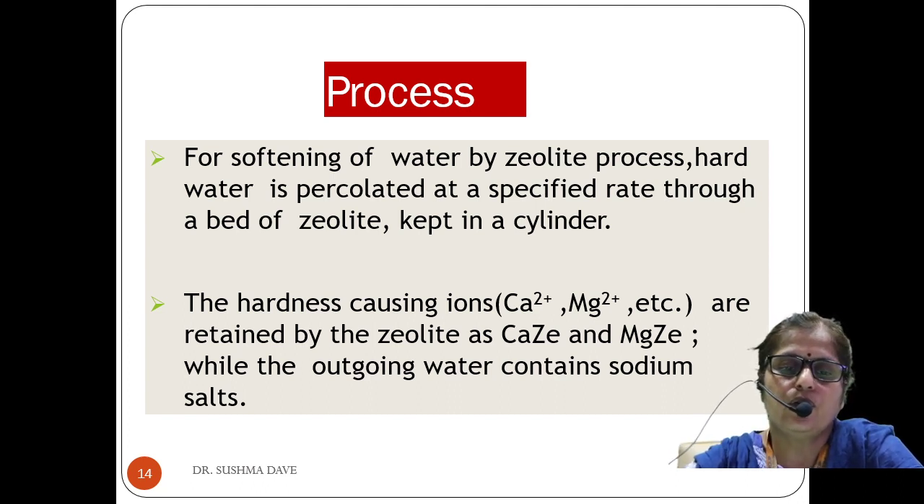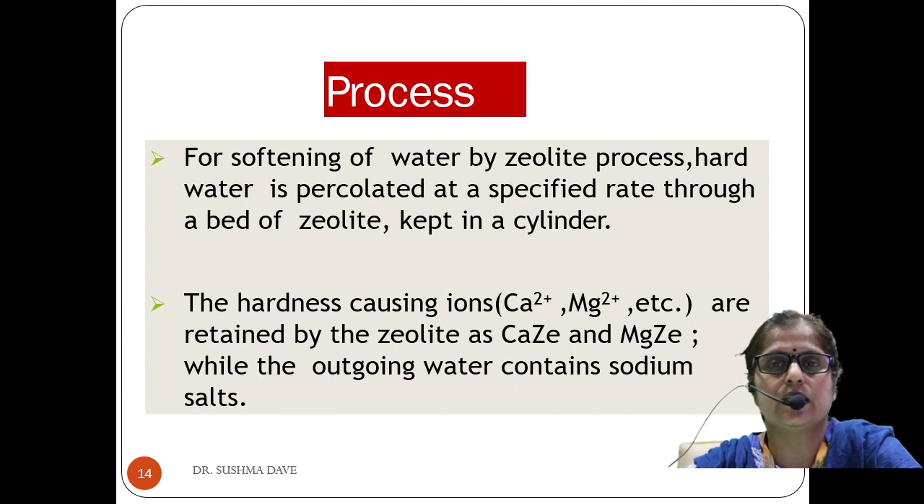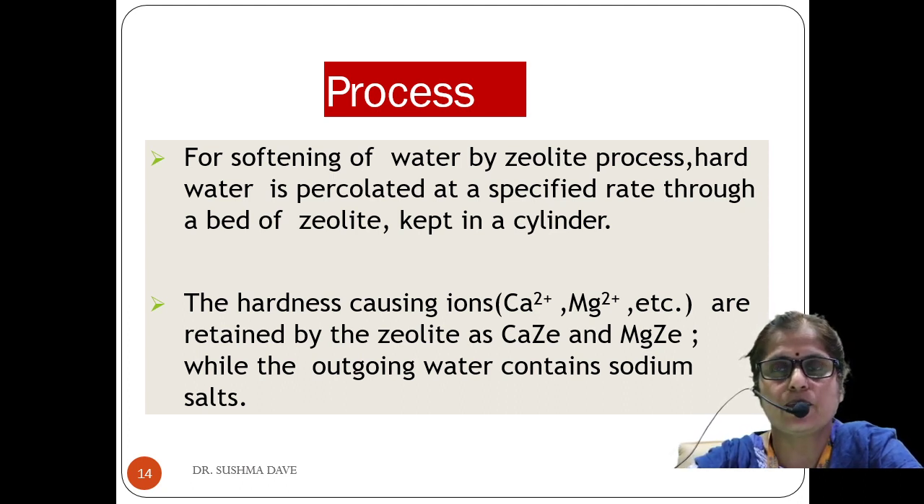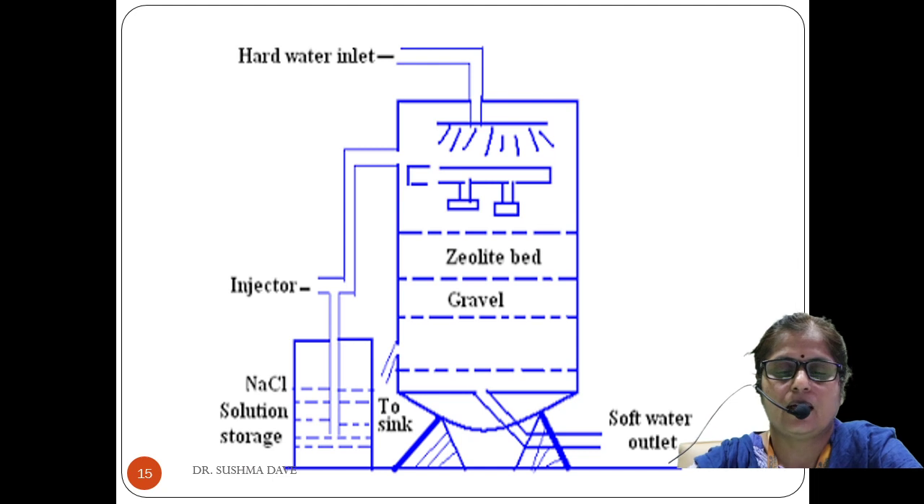For softening of water, hard water is percolated at the specified rate through the zeolite, which is kept in a cylinder. The water containing calcium and magnesium ions is retained by zeolite as calcium zeolite and magnesium zeolite, whereas the outgoing water comes out as sodium salt. This is the pictorial presentation of the zeolite bed.